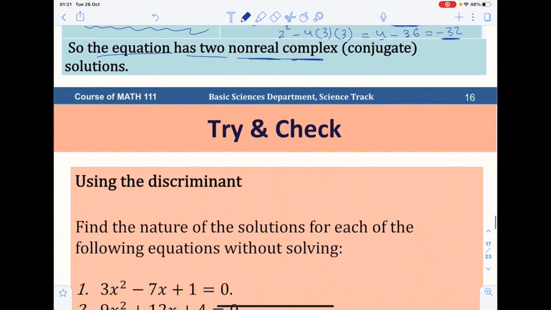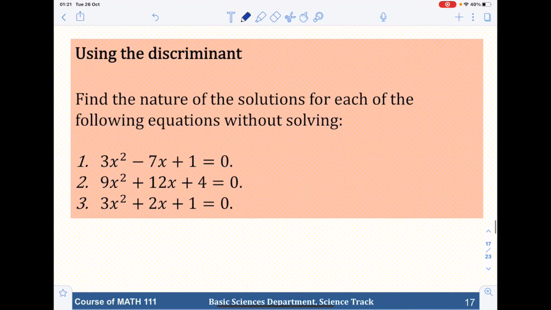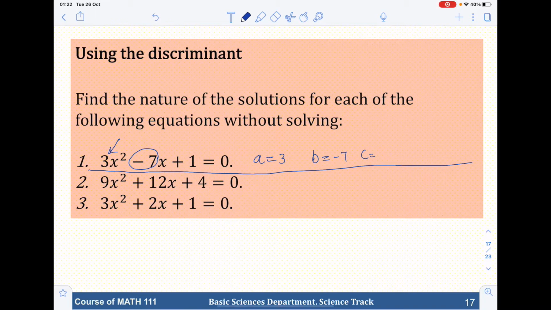Now let's do the same things with this exercise. The first equation, 3x squared minus 7x plus 1. So we have to find what is a. As you see, a is the coefficient of x squared, which is 3. b is the coefficient of x. Take it with the sign, negative 7. And c equal the constant value, which is 1.